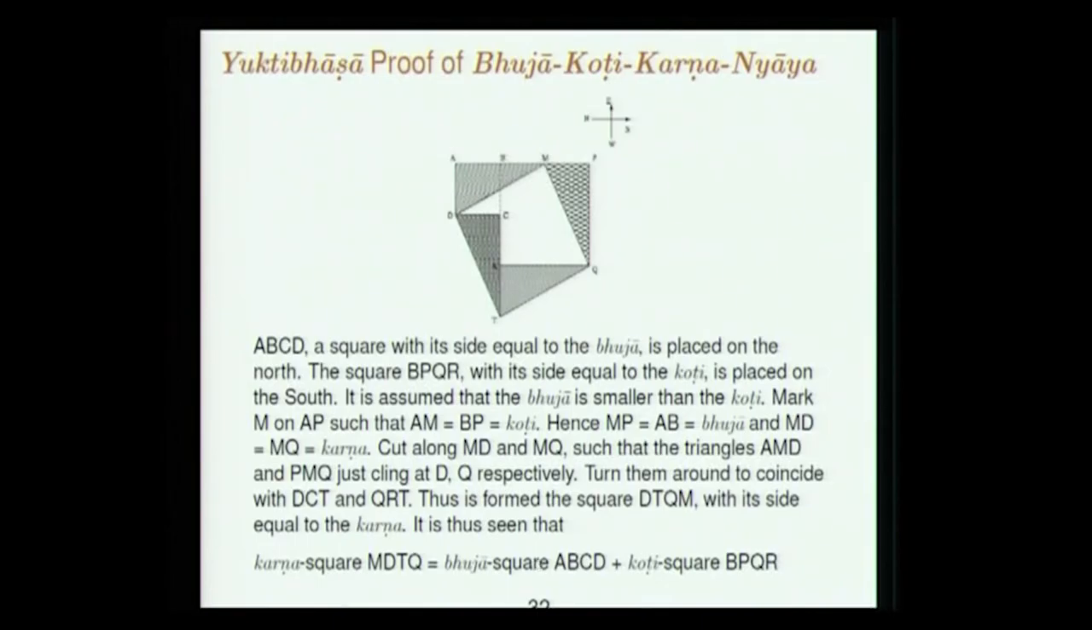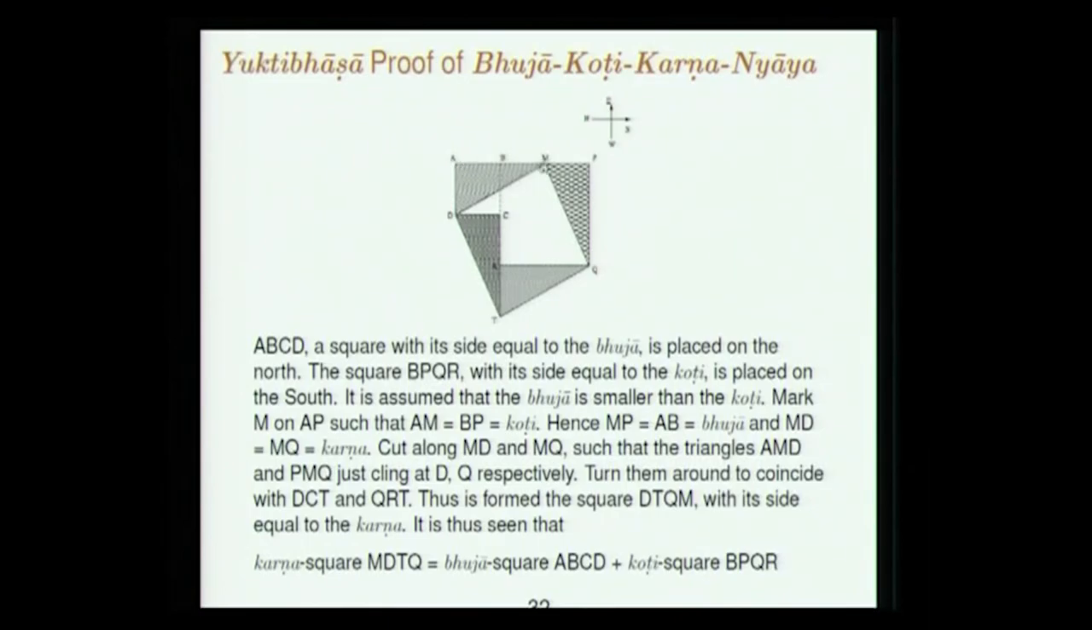So first is the Yukti Bhasha proof of Bhuja Koti Karana Nyaya. We saw 2 proofs of Bhaskara. This is the proof of Yukti Bhasha, very simple. This is 1 square, A, B, C, D, B, P, Q, R. This is the Koti square. A, B, C, D is the Bhuja square. Assume that Bhuja is smaller.